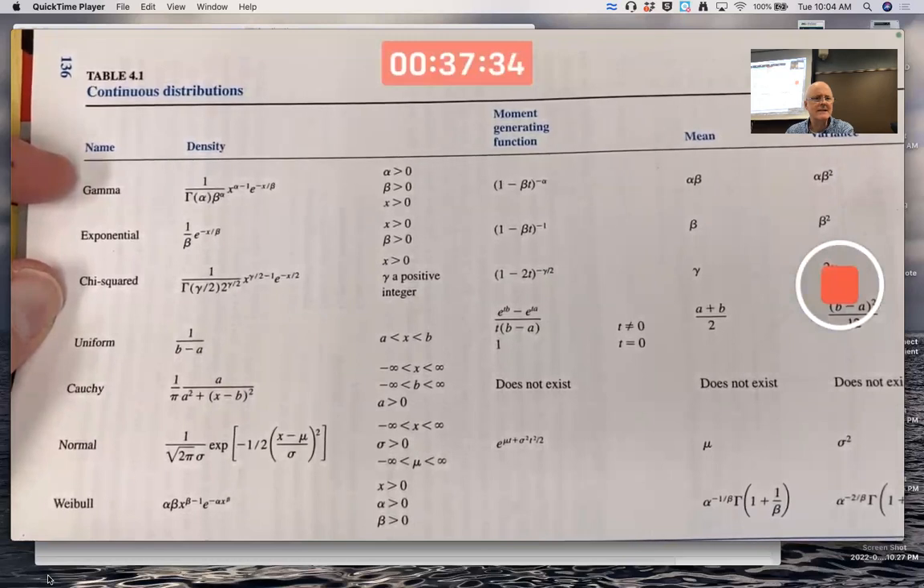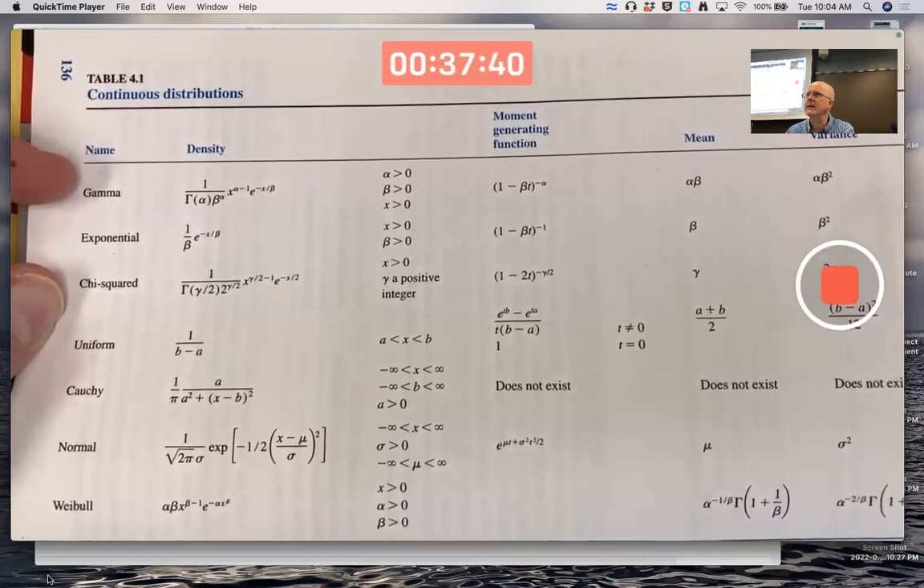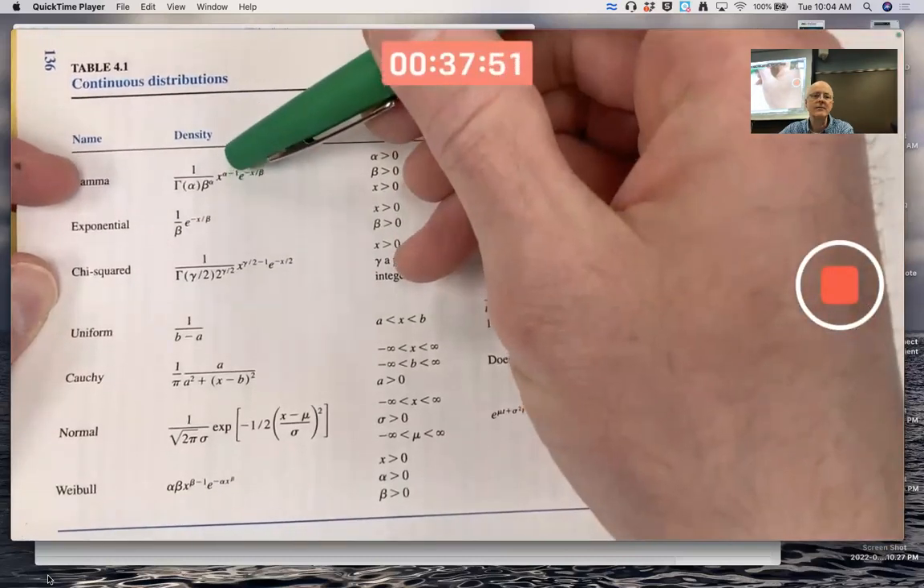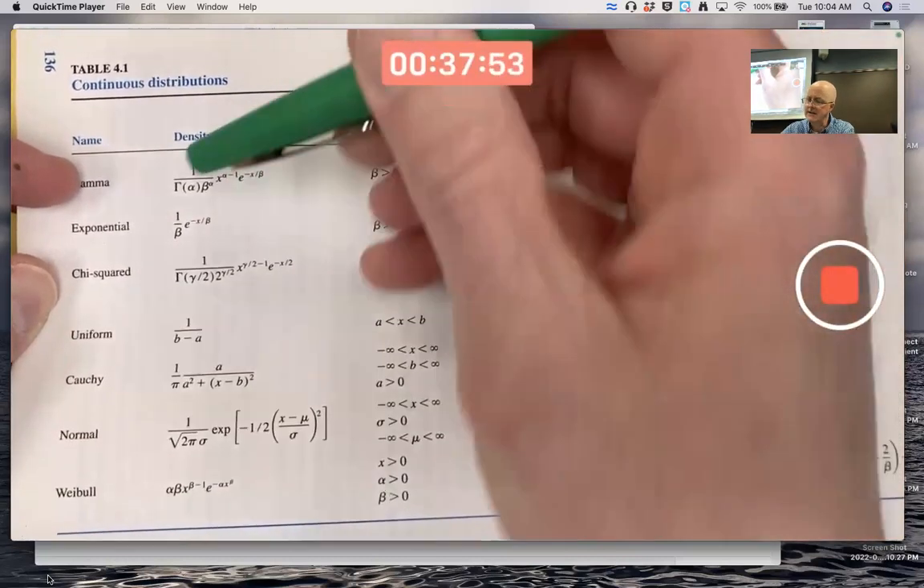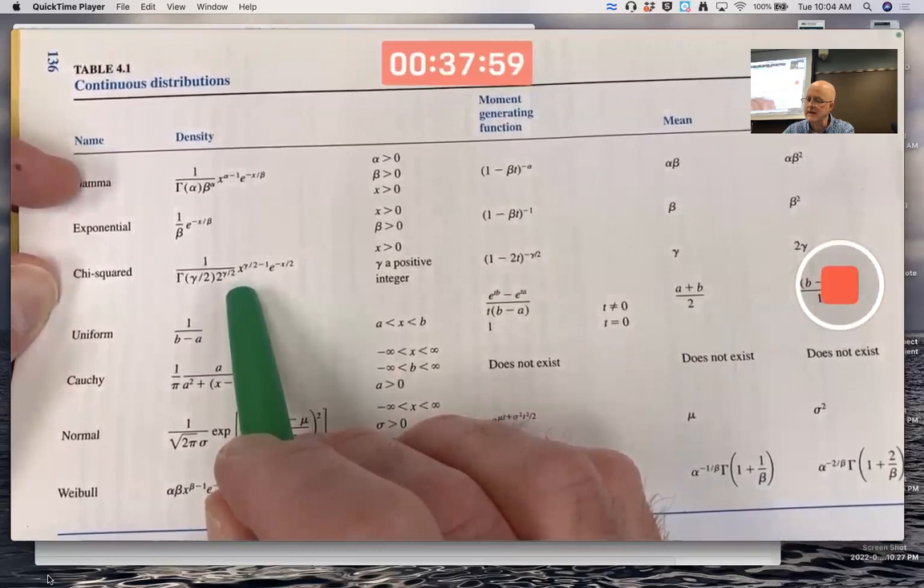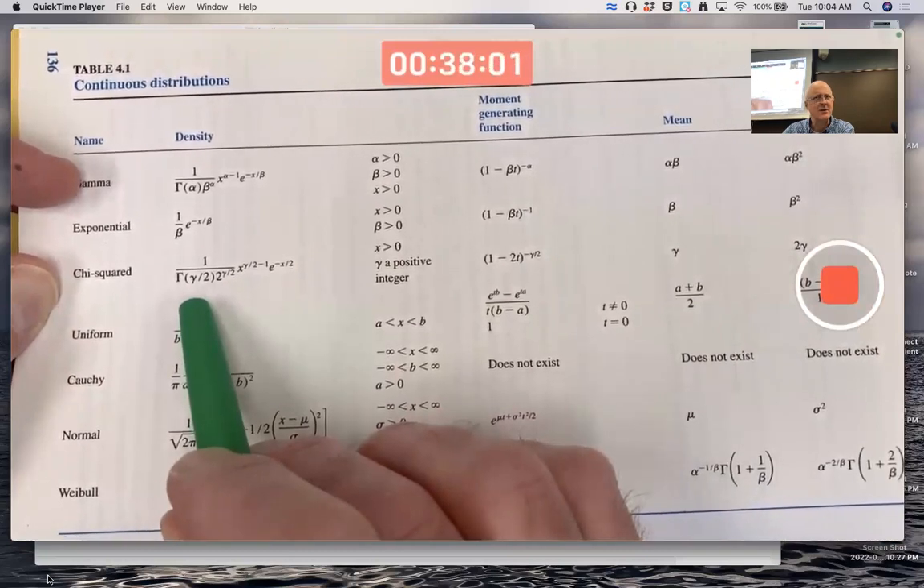In either case, we're using a y here instead of x. The power of the y was negative 1/2. So if it's a gamma, alpha is positive 1/2, so that alpha minus 1 is negative 1/2. And if it's chi-squared, the gamma over 2 would have to be 1/2, so gamma would have to be 1 degree of freedom. It must not be matching this though.